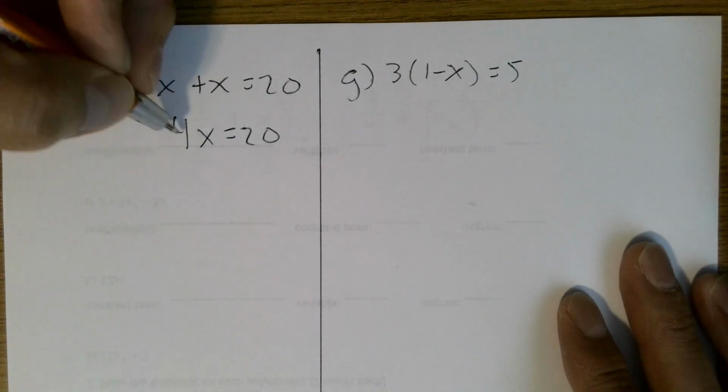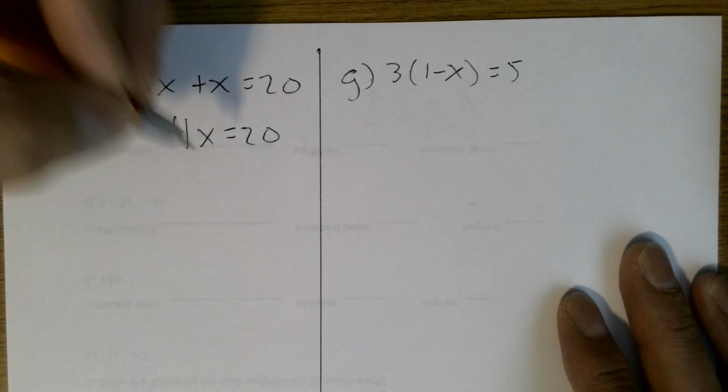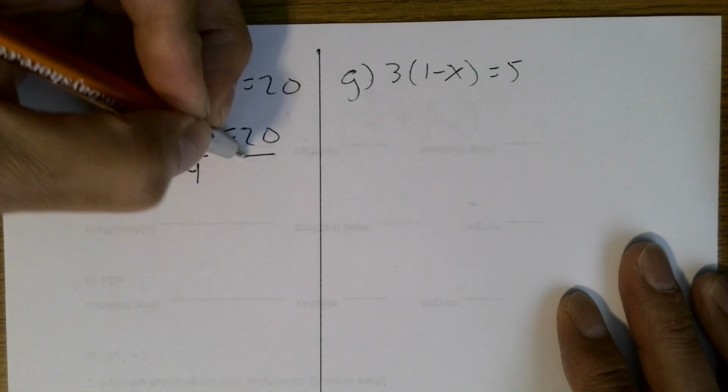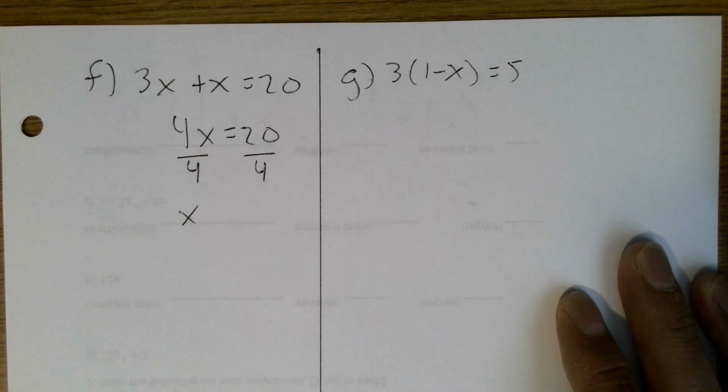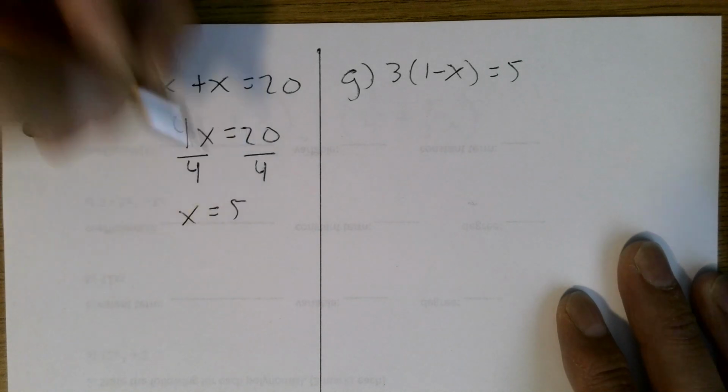And now we've got 4 times x. We want it to be 1 times x. So I'm going to divide both sides by 4. 4 divided by 4 is 1. So I'm left with 1x, or just x. 20 divided by 4 is 5.